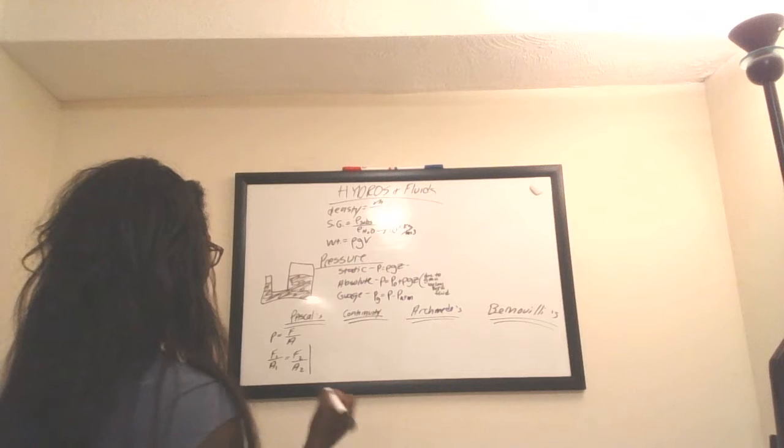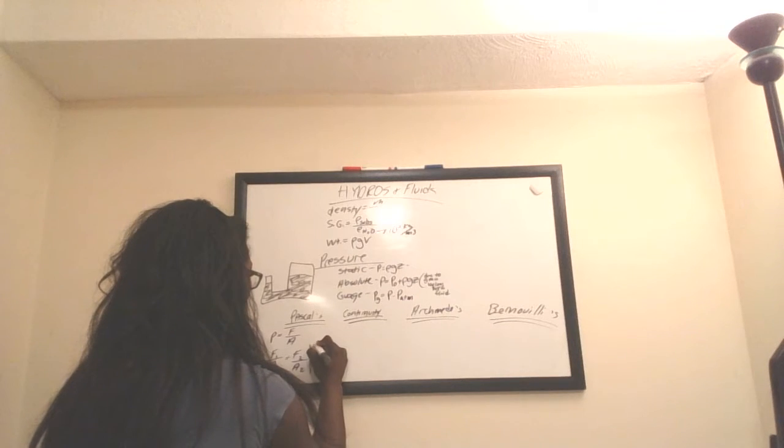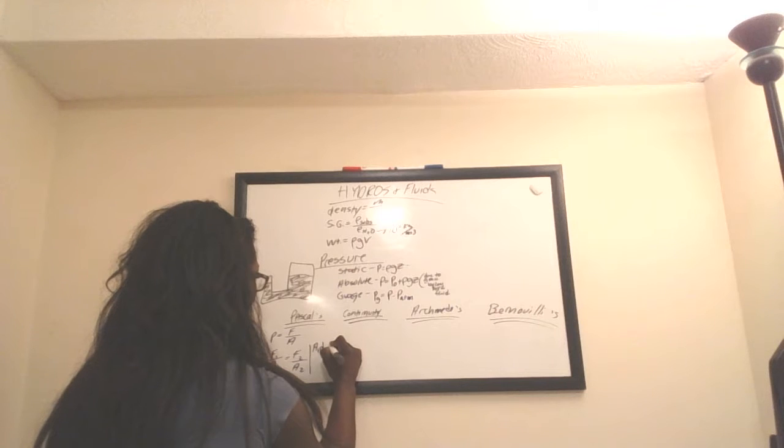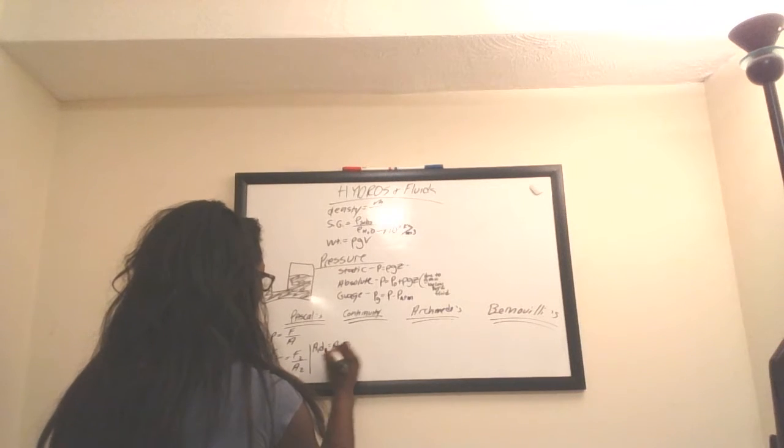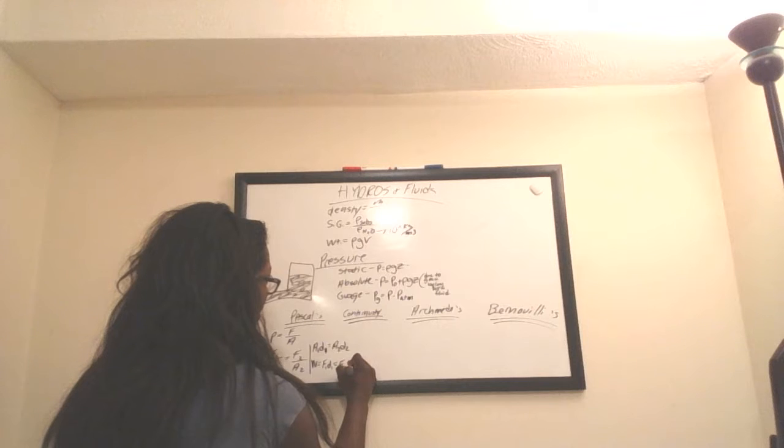Other equations underneath Pascal are area 1 times the distance of 1 equals the area of 2 times the distance of 2. And of course, work equals F1 D1 equals F2 D2.